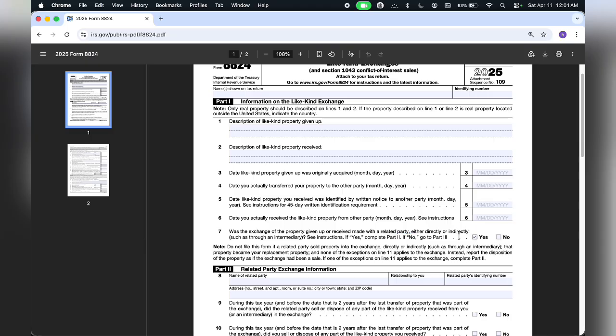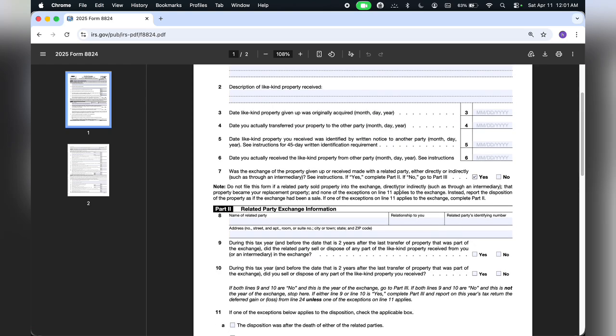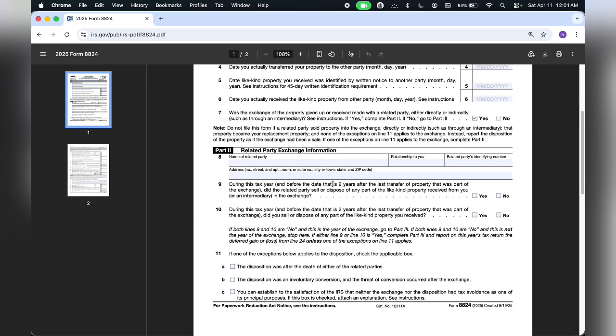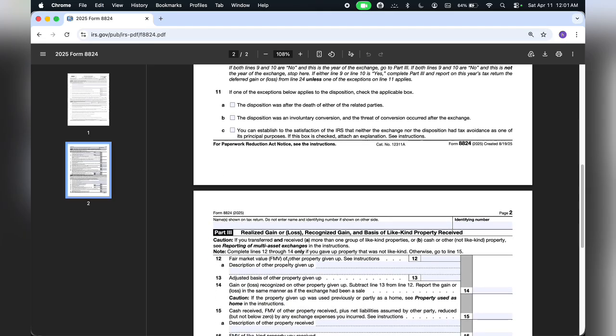And moving to part 2, this section is only for related party exchanges. You'll enter the related person's name, address, and relationship to you. Then answer the question about whether either party sold or disposed of the property within a certain time frame. Now let's go to part 3.